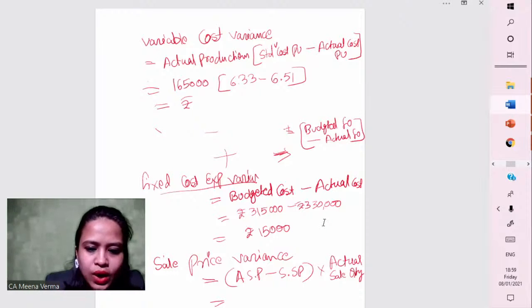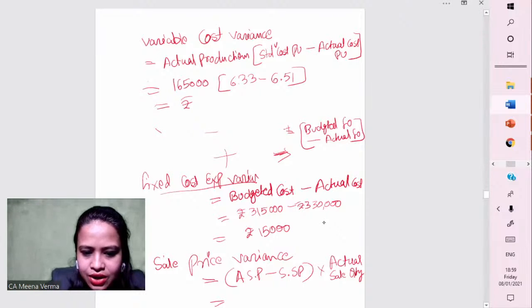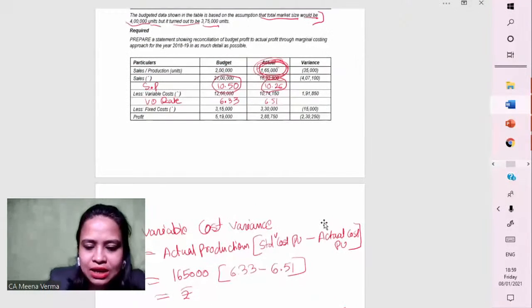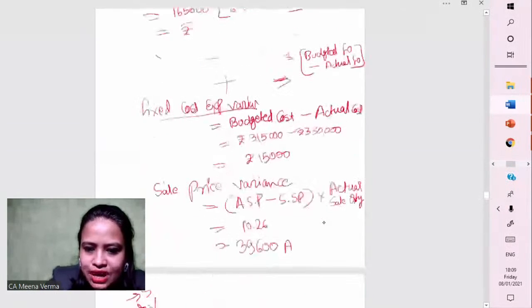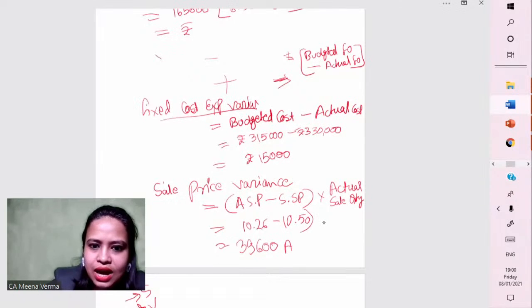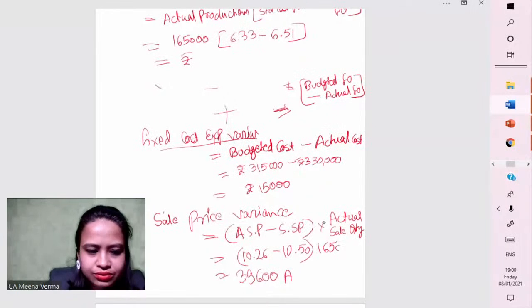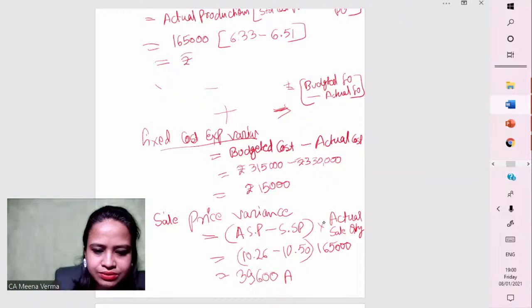Sale price variance, you have given me the answer. I'll not calculate this. You have given me the value 39,600 adverse. How? Actual sale price is 10.26. Standard selling price is 10.50. What is the actual production? 1,65,000 units. Raman has given me the answer. Anjali has given me the answer. Very nice.